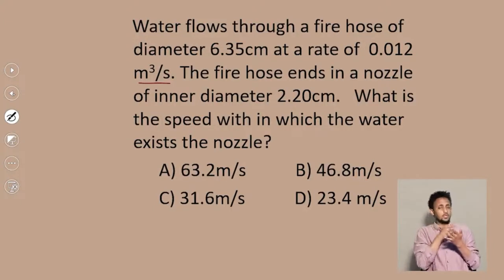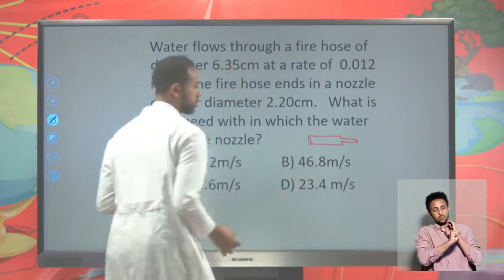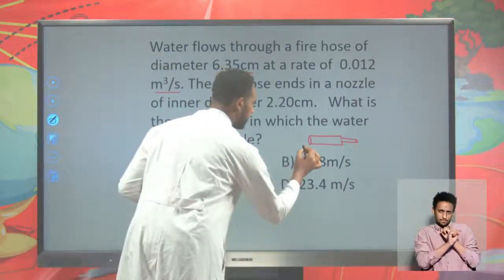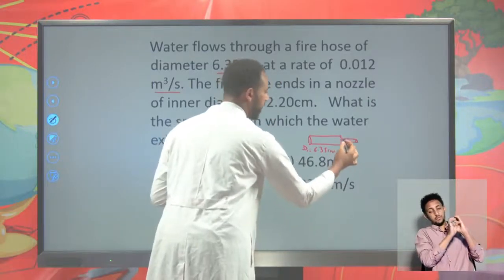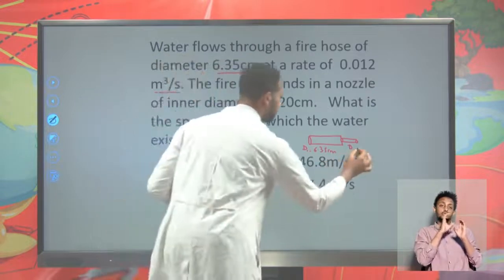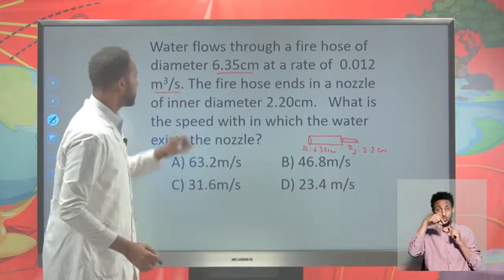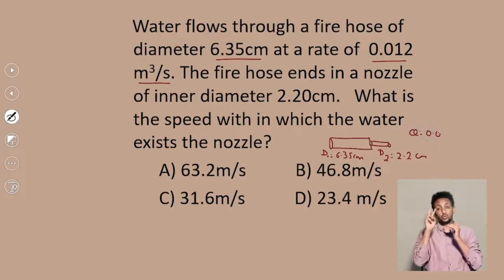So they say that we have a nozzle. This is a nozzle, and then the hose ends up with a nozzle. Here you have a hose. And the diameter of the hose is given to be 6.35 centimeter. And the hose ends up at a nozzle. The diameter of the nozzle, let's say D2, is found to be 2.2 centimeter. And the flow rate Q is given to be 0.012 meter cube per second.